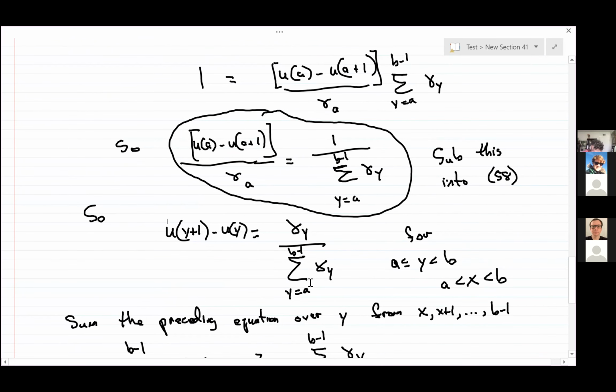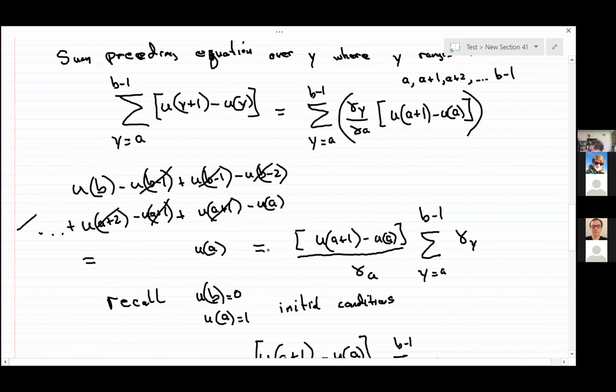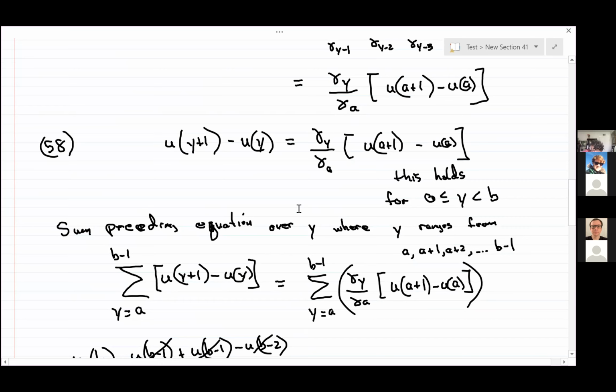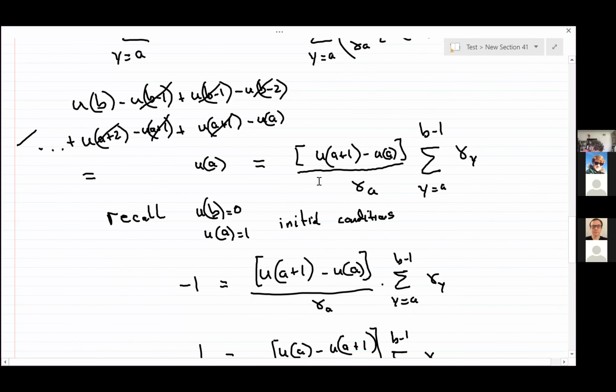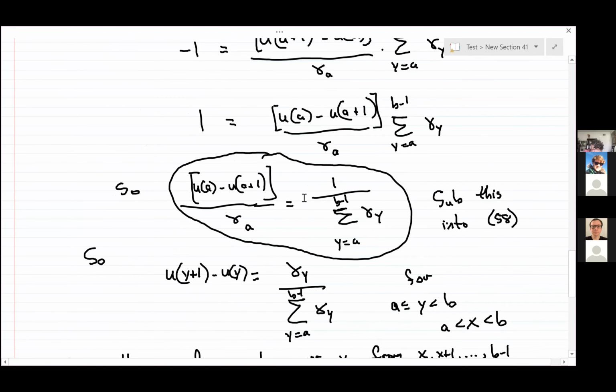So if I do that, then this would have had a minus. Let me make sure. Yes, there would have been a minus in this thing here. So this should have been minus.